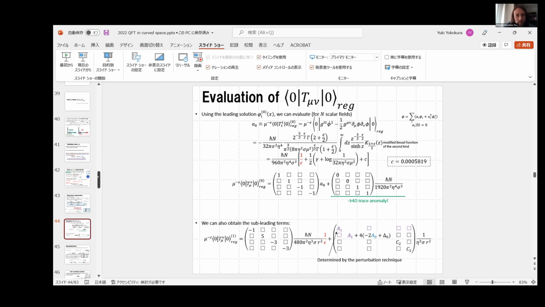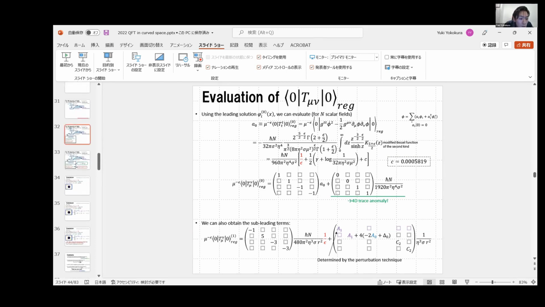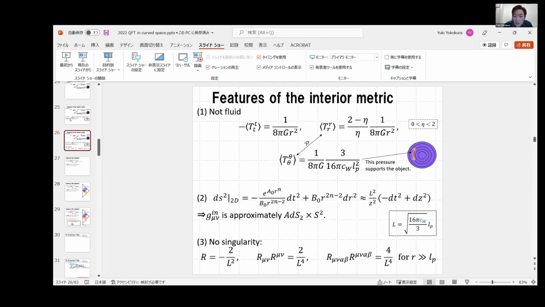There was also a question by Julio. Thank you, Yuki, for the talk. Just very briefly, I have a question about the magnitude of the space-time curvature inside this object. Is that magnitude Planckian, or is it below Planckian? Yes, almost Planckian.